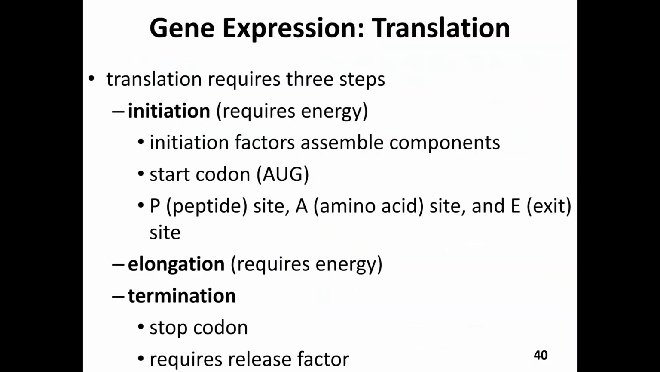So translation has 3 basic steps. We have initiation, which we need energy for. Elongation, which we need energy for. And termination, okay? So initiation starts with AUG, the start codon. Elongation allows for the ribosome to move along that RNA transcript until we hit that terminator sequence.